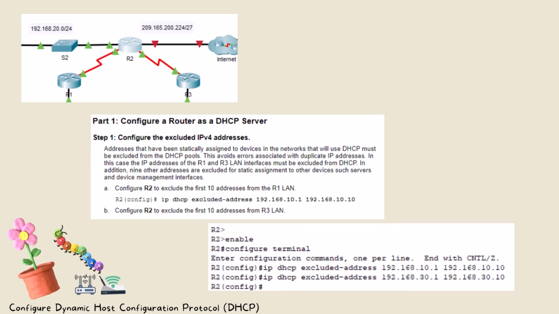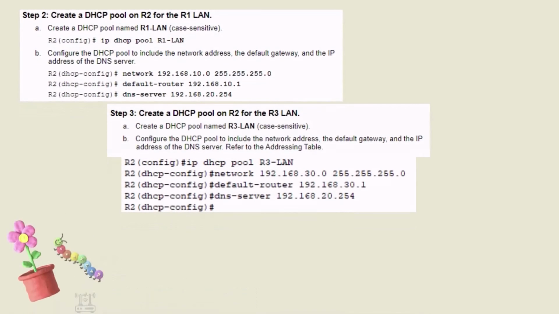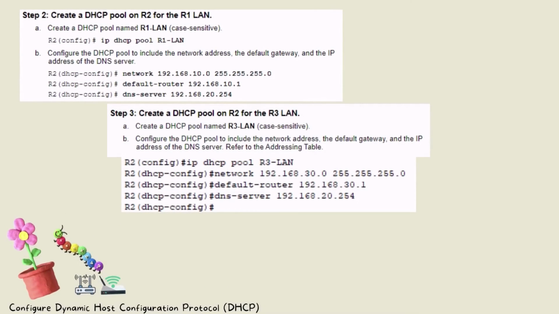192.168.10.10. Untuk soalan B, kita perlu configure R2 untuk R3 LAN pula dengan format yang sama, dengan command IP DHCP excluded address 192.168.30.1 dengan IP akhirnya 192.168.30.10. Untuk step 2, create a DHCP pool on R2 for the R1 LAN.